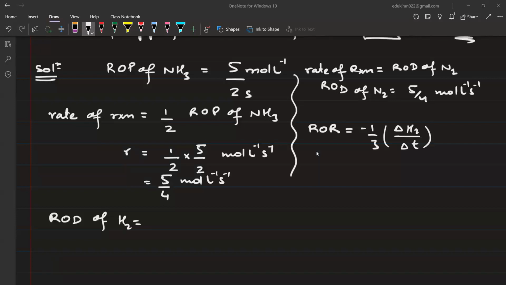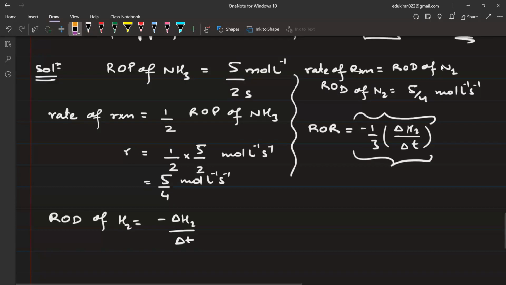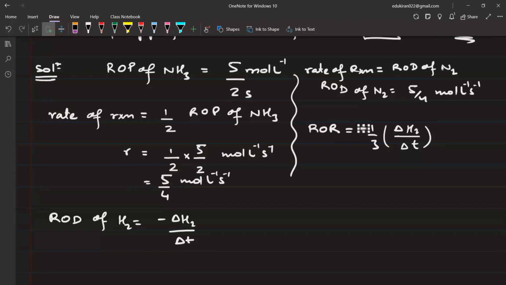If I show you the rate of reaction, of minus delta H2 by delta t, now tell me, what is the rate of disappearance in this particular part? What terms are representing the rate of disappearance of H2? That is why I was saying put the negative sign inside the bracket. Now whatever is inside the bracket is nothing but ROD of H2.